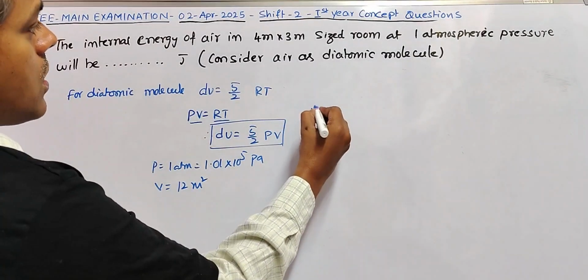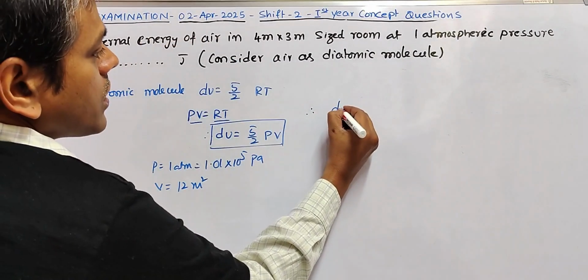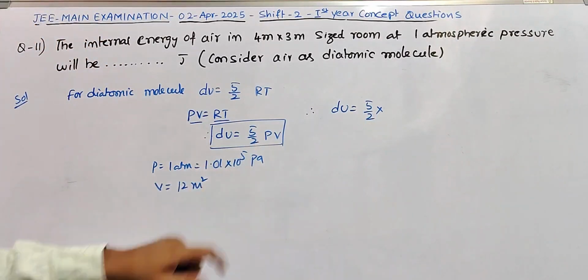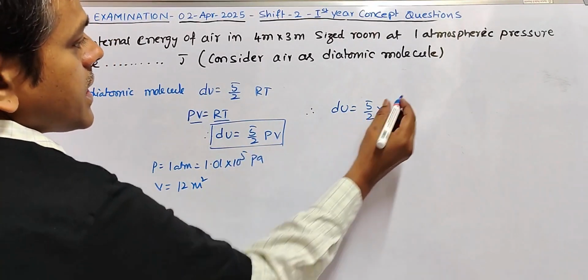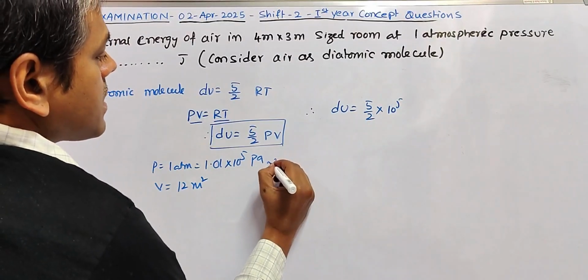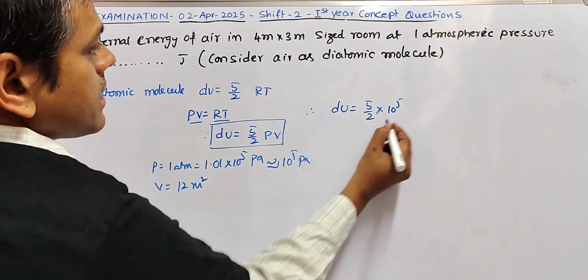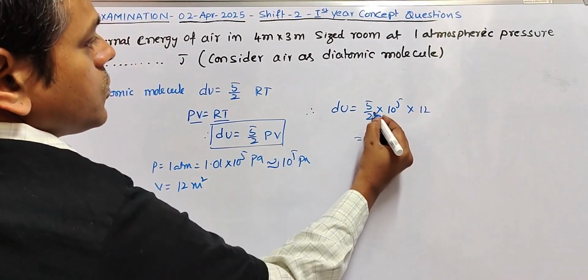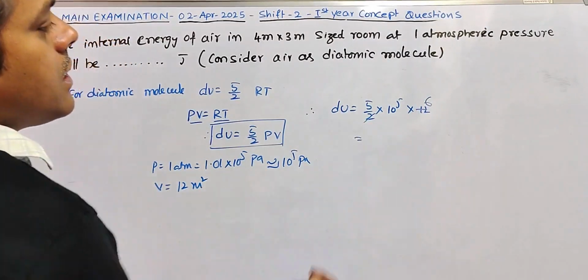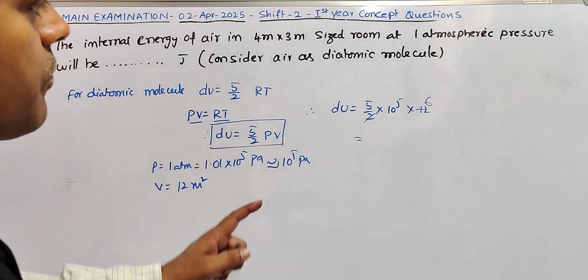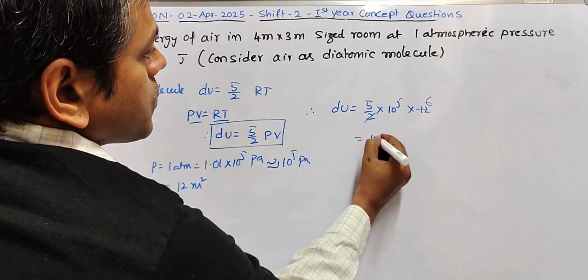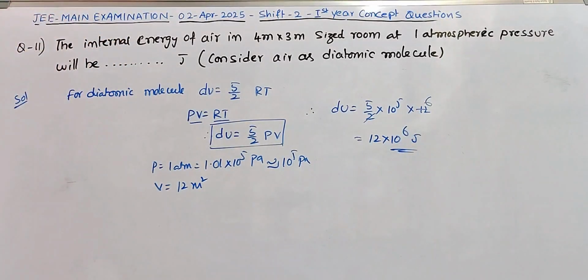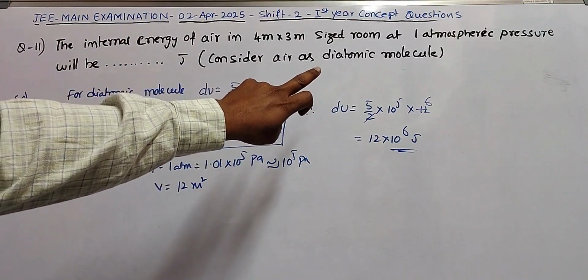So the internal energy U is equal to 5 by 2 of pressure, simply you can write 10 power 5 only, because it is approximately equal to 10 power 5 Pascal, into volume 12. So 2 ones are 2, 2 sixes are 12, 30. 10 power 5, that means 12 into 10 power 6 joule. So this is the answer for this question.